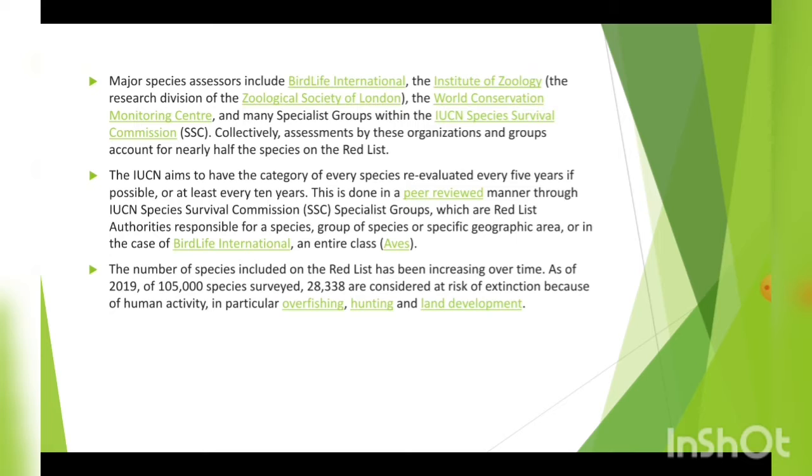The number of species included on the red list has been increasing over time. As of 2019, of 105,000 species surveyed, 28,338 are considered at risk of extinction because of human activity, in particular overfishing, hunting, and land development.